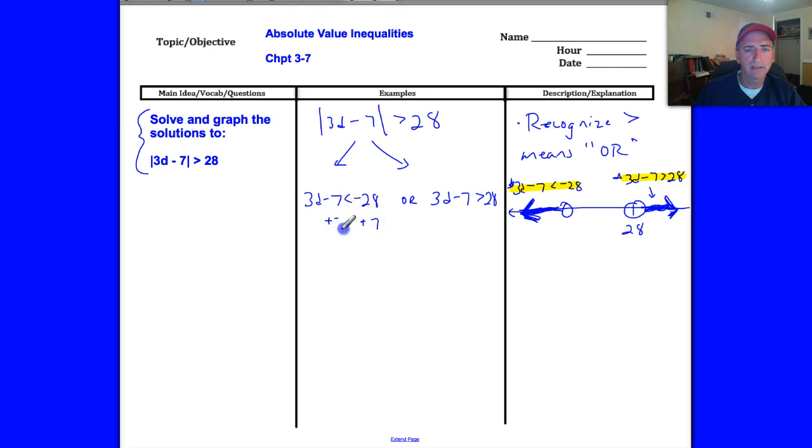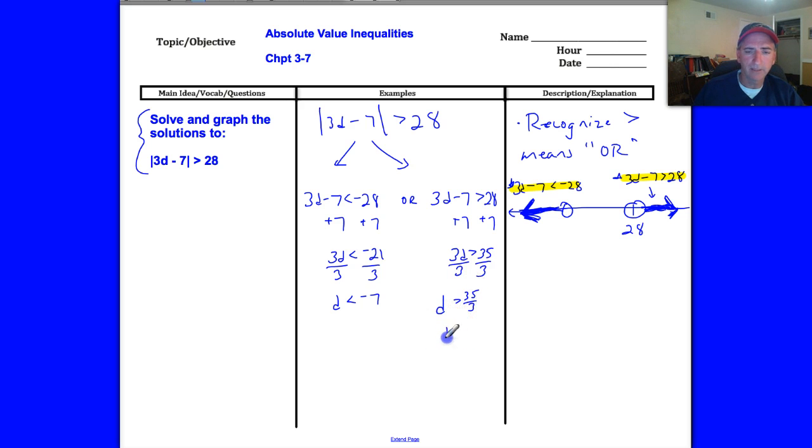Add 7 to both sides to solve it. 3d is less than negative 28 plus 7, which is negative 21. Go ahead and divide that by 3. Do not switch the sign here because you're not dividing by a negative. So you have d is less than negative 7. Here you're going to add 7 to both sides. 3d is greater than 35. Divide that by 3. You have d is greater than 35 thirds.